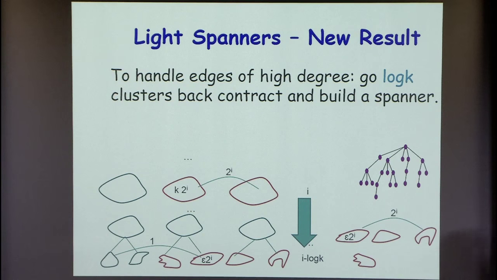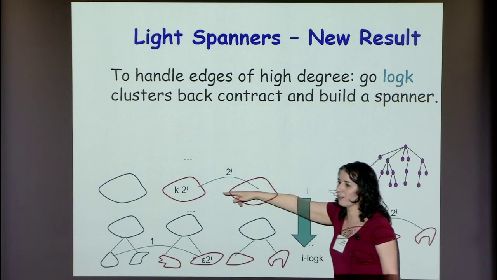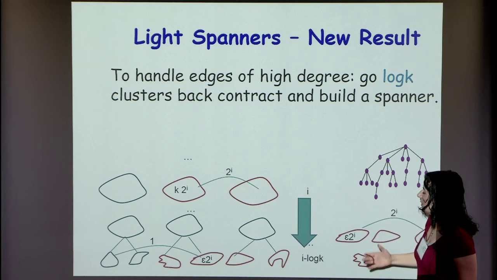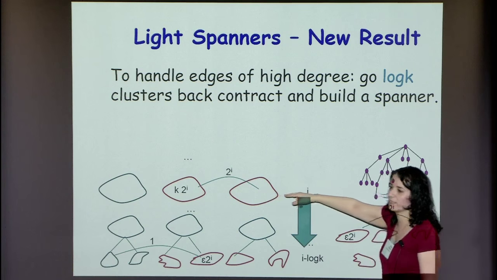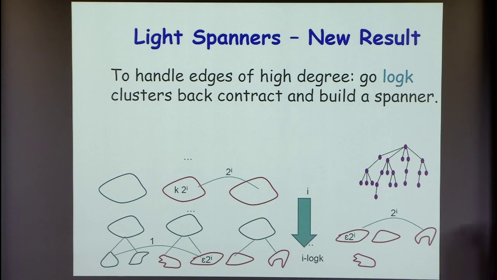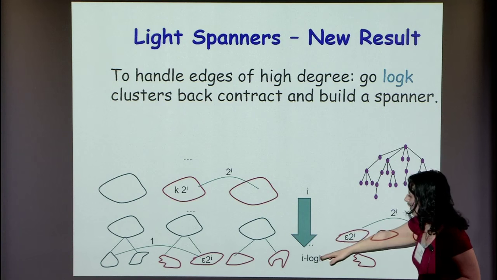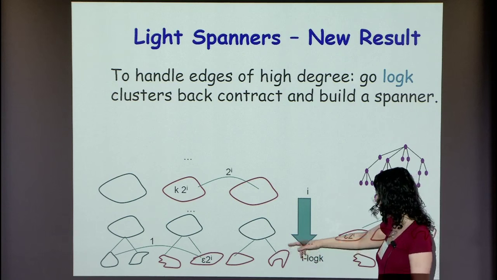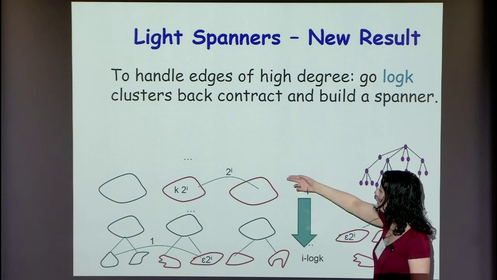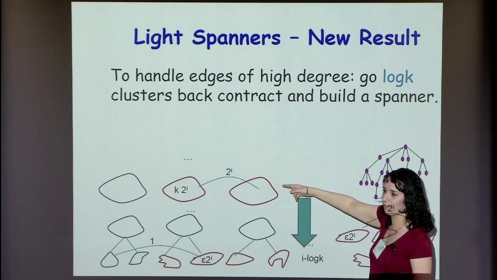So why do we get low k? Before, if we just construct the greedy spanner on this level, then we didn't get a good stretch, but we know that on the next level, half of the nodes here will disappear. But now this is not the case anymore, right? Because we go log k levels back. So half of these nodes will disappear only after log k levels.